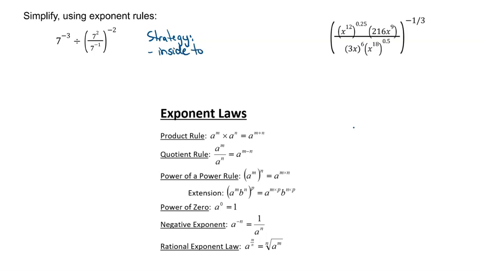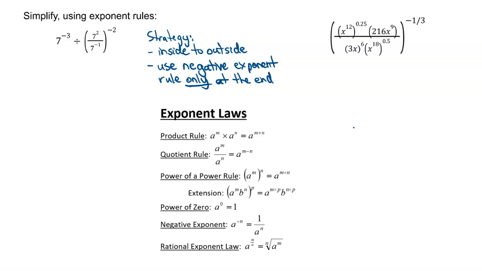So here's the strategy we're going to look at. We want to look inside to outside the brackets. That's the first thing for these questions. And the second thing is we're going to use the negative exponent law at the very end and only at the very end. Otherwise, you're going to be flipping things a lot and it's going to make your life a lot more difficult. So only at the very end are we going to use that. So let's go and dig into this first one and apply this.